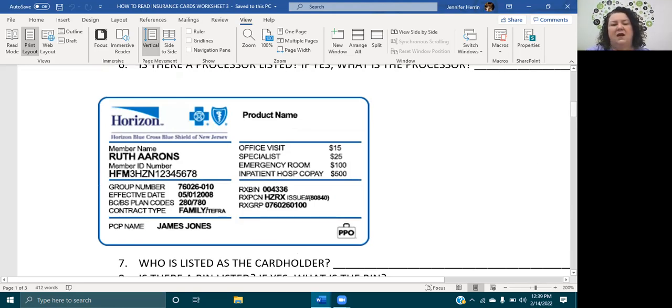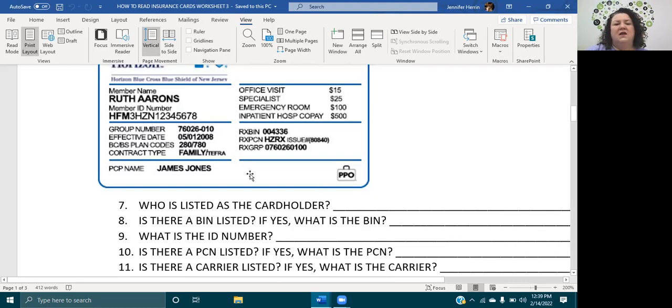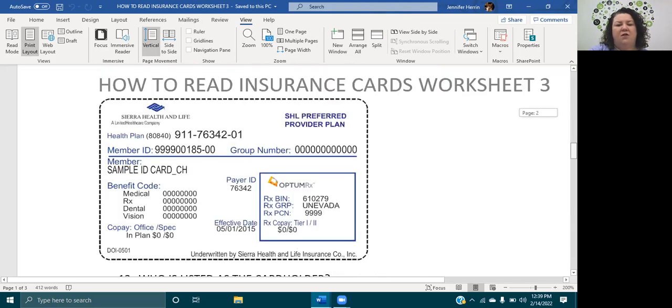So most of this is going to have you looking for the BIN number, the PCN number, the RX group number. Anytime a card such as this gives you an option between a group number and an RX group number, if you have a question that asks about the group number, we're going to be answering based on the RX group number. I just want to be clear about that as well before y'all get too in depth in these worksheets. You see here is another card example.